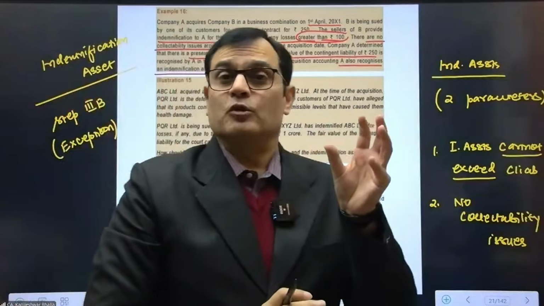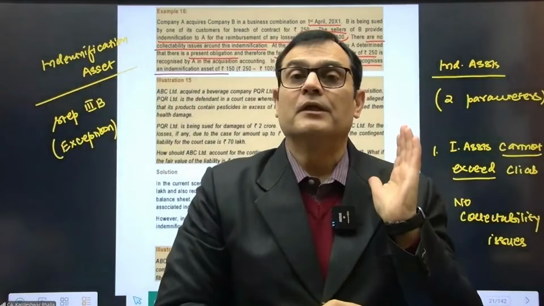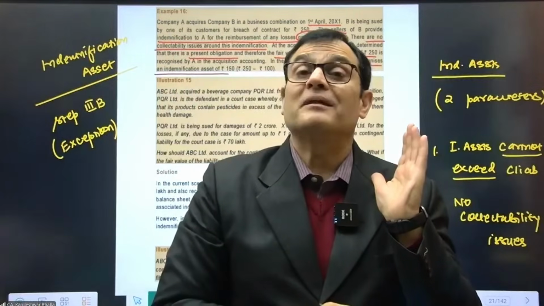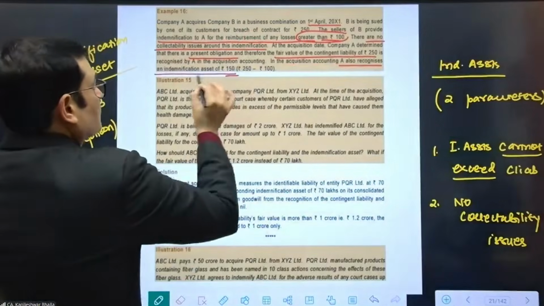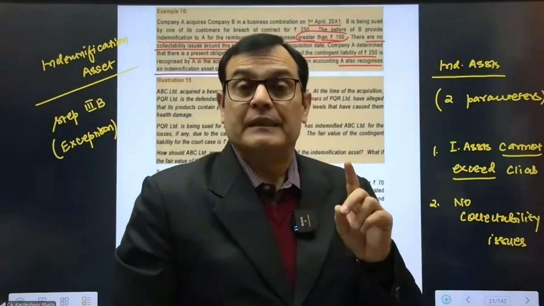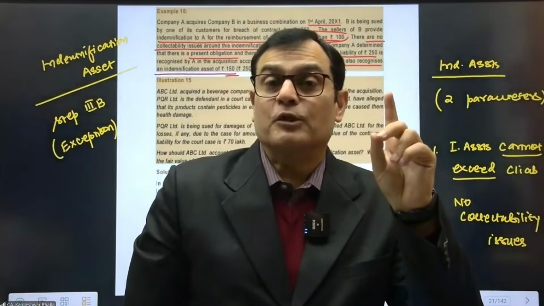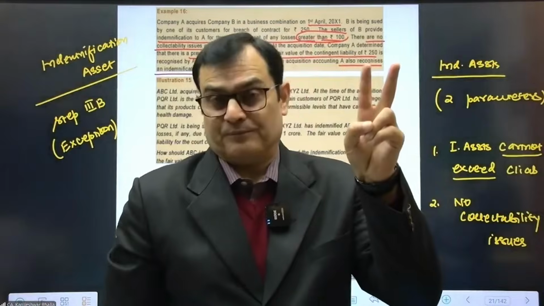So if the loss is going to be 250, they say anything which is beyond 100, we bear it. So you bear up to 100, we bear the excess. So what is the excess? 150. So indemnification assets will get captured at 150. So in the acquisition entry, the contingent liabilities will appear at 250 and the indemnification assets will appear at 150.